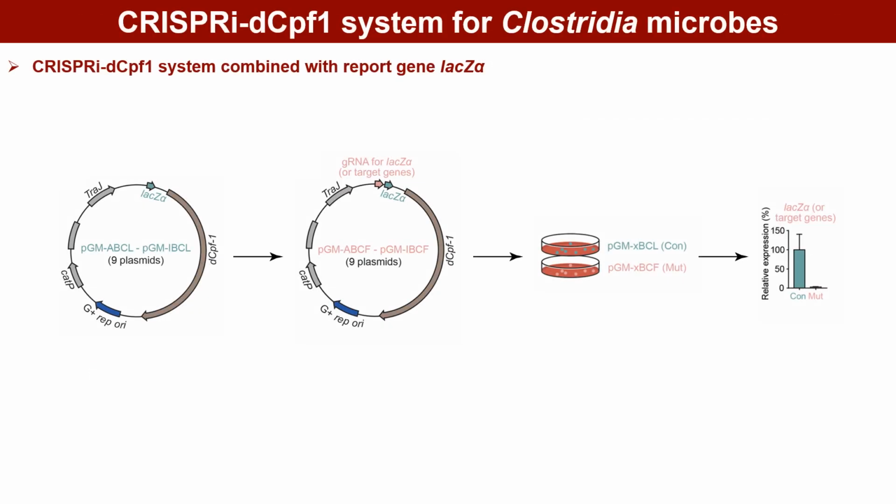Based on this, the CRISPR-dCpf1 system was selected, and assembled into the plasmid containing the compatible replication origin together with the reporter gene LAX to serve as the control group. Then a gRNA locus targeting the promoter encoding sequence of LAX was introduced to serve as the mutant group. After these two plasmids were transferred into Clostridia microbes, qPCR was performed to quantify the downregulation of expression of gene LAX.